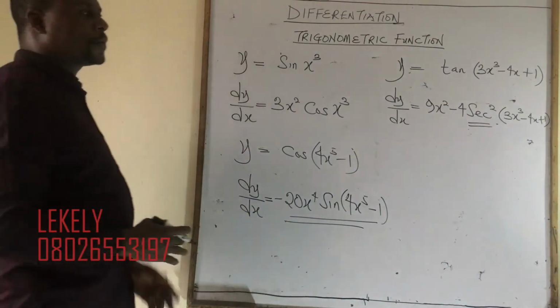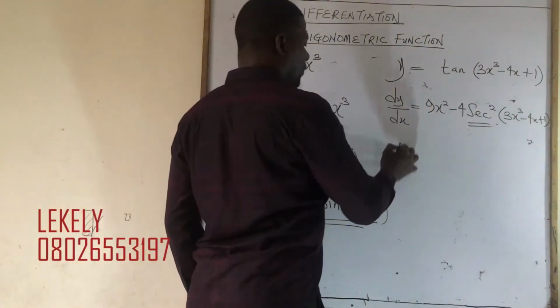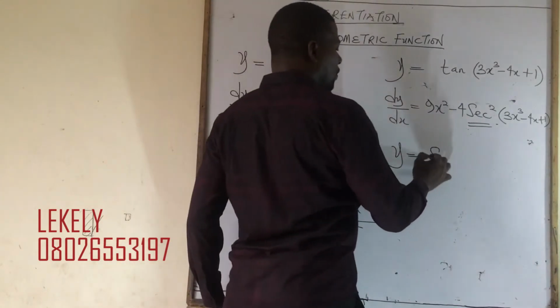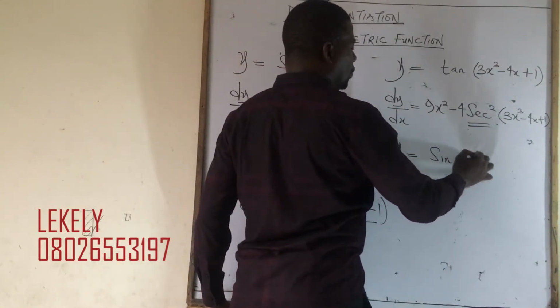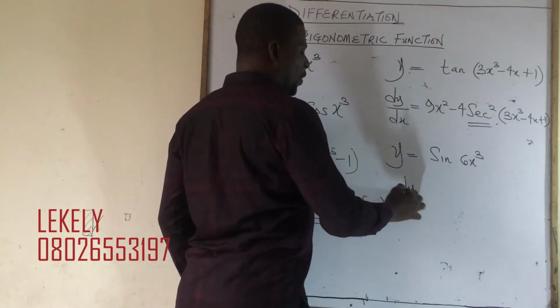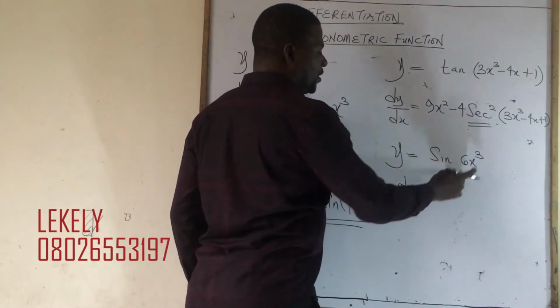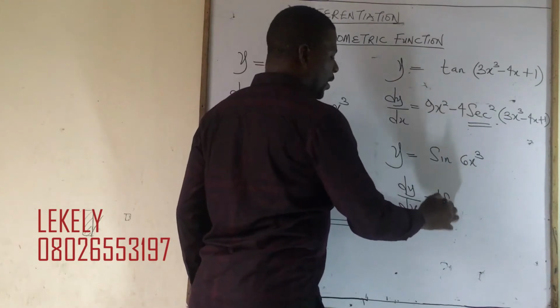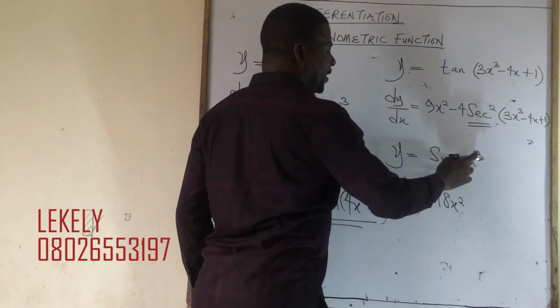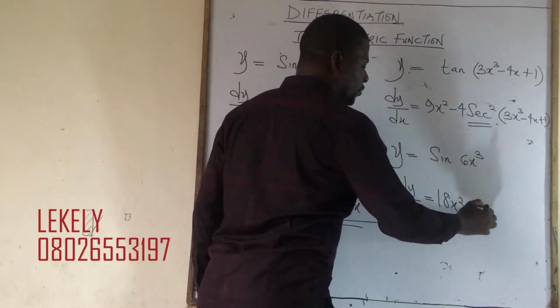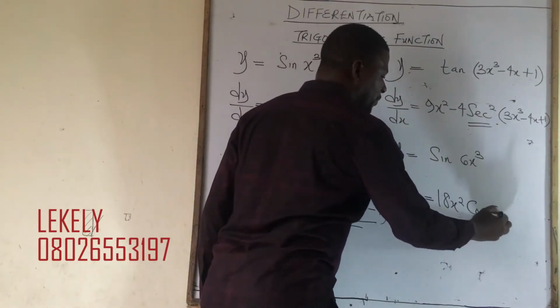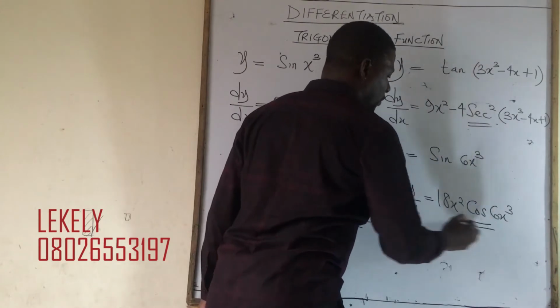Very straightforward. Now if I have y equals sine of 6x cubed, what will be my dy/dx for this one? Differentiate 6x cubed, that will be 18x squared. 3 times 6 is 18, minus 1 from the 3, 2. Differentiate sine to give you cos, then rewrite this back, 6x cubed.